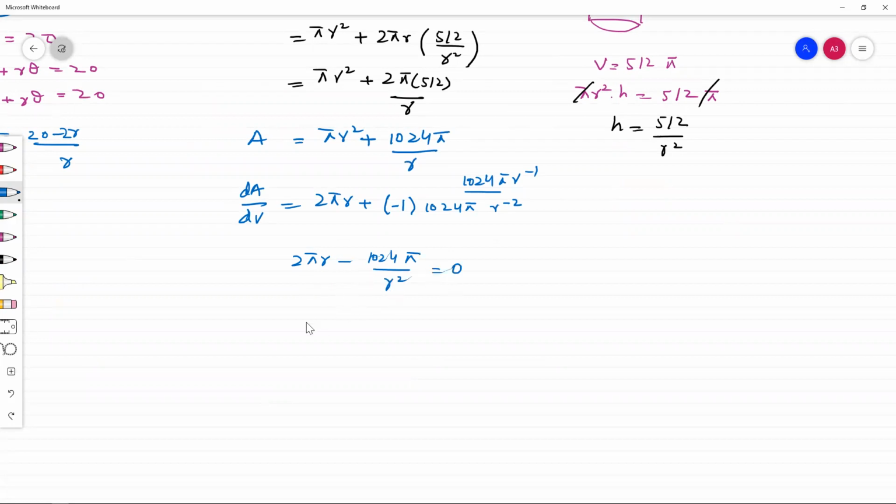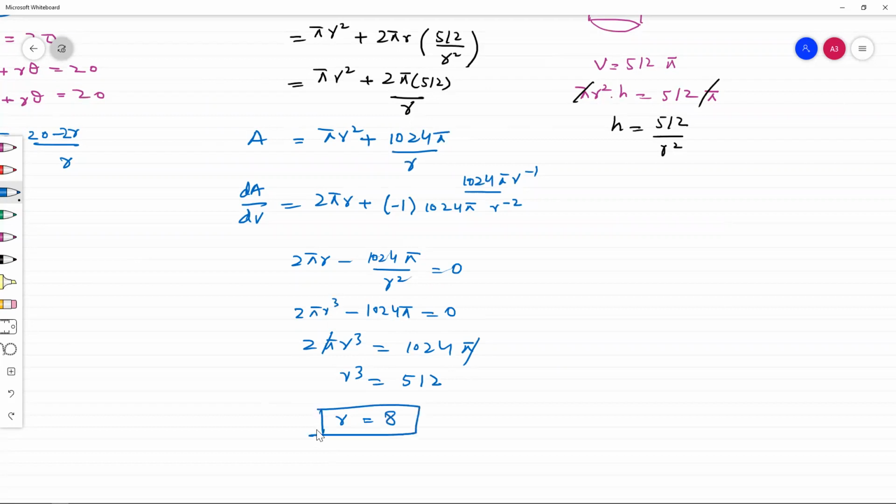So multiply r square with the whole equation. This would become 2 pi r cube minus 1024 pi is equal to 0. So 2 pi r cube is equal to 1024 pi. Pi and pi cancel, and r cube, when we divide, would become 512. And when we take the cube root of 512, it would be 8. So r is 8 when the area will be minimum.